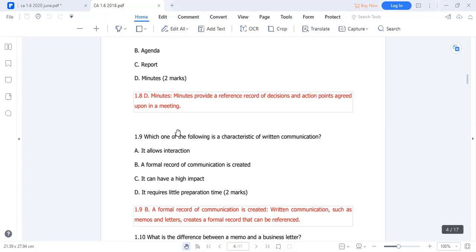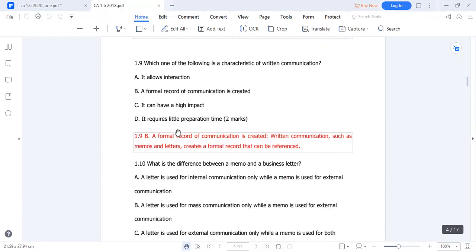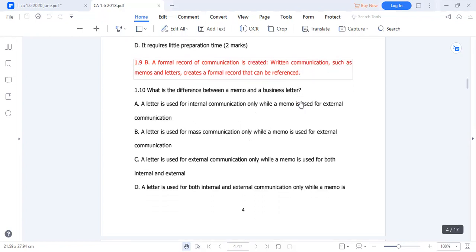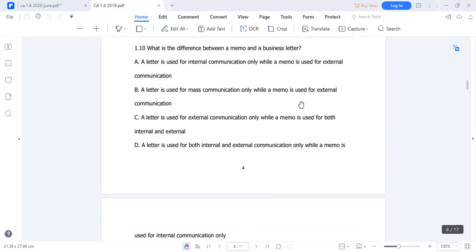So B. What is the difference between a memo and a business letter? A, a letter is used for internal communication, while a memo is used for external communication. B, a letter is used for mass communication, while a memo is used for external communication. C, a letter is used for external communication, while a memo is used for both internal and external. And finally D, a letter is used for both external and internal, while a memo is used for internal communication only. Which one is correct?